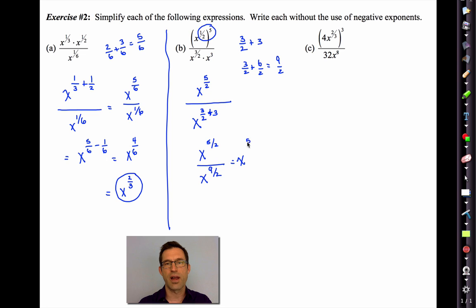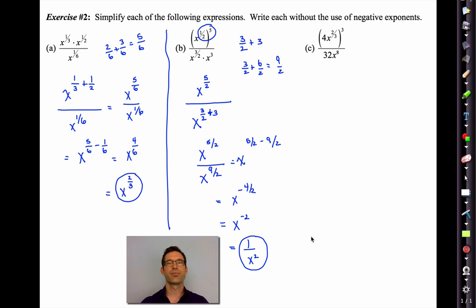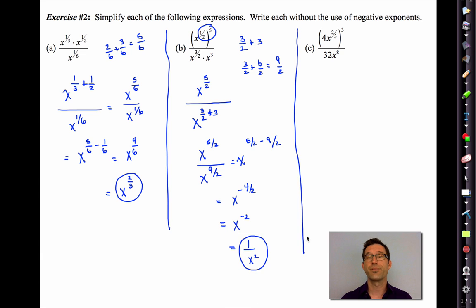Now I can subtract those two exponents, and I'll get x to the negative 4/2, which is x to the negative 2, which is 1/x squared. Right? Oh, good, still right. You think the other ones are challenging to get right. These are even worse. All right, let's take a look at letter C.